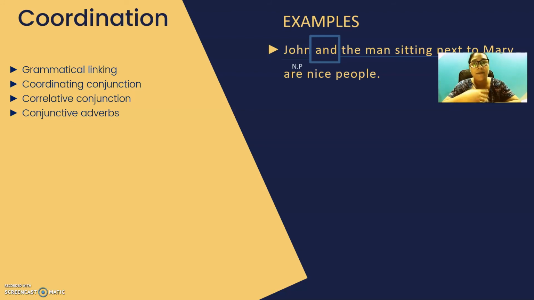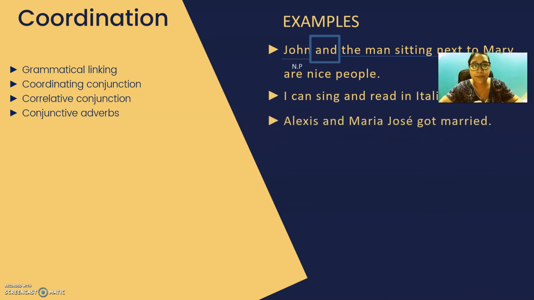Therefore, if we have a noun phrase and the other one is a noun phrase too, it's okay. But if they are not, like a verb phrase and a noun phrase, it just can't. The conjoined verbs: I can sing and read in Italian. The conjoined nouns and noun phrases: Alexis and Maria Jose got married.